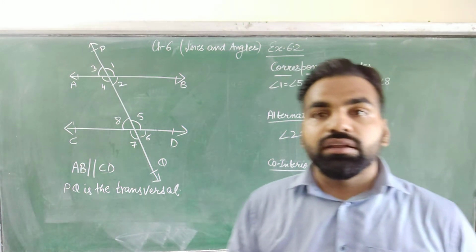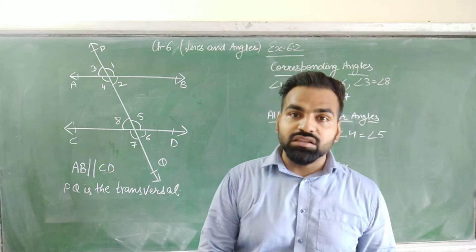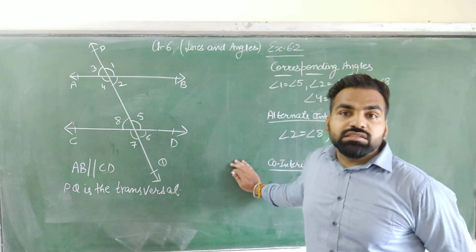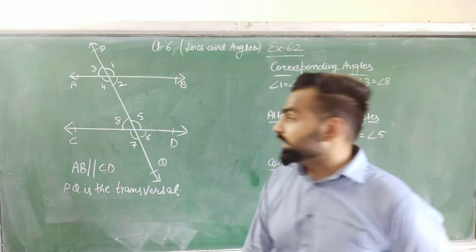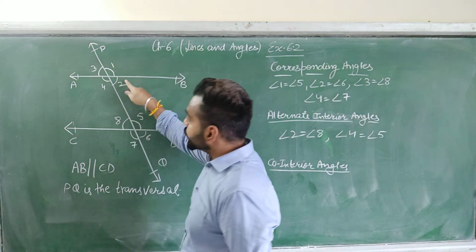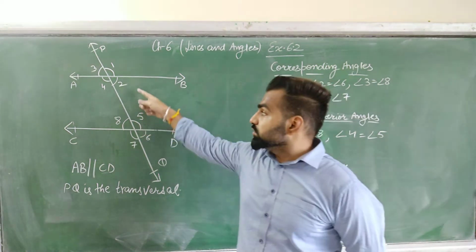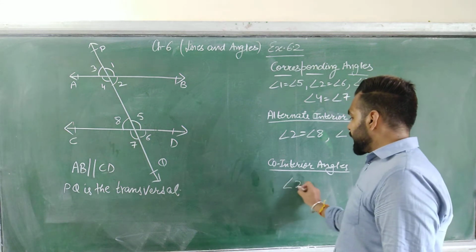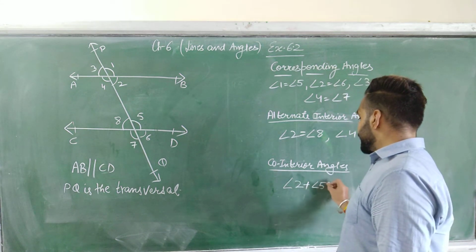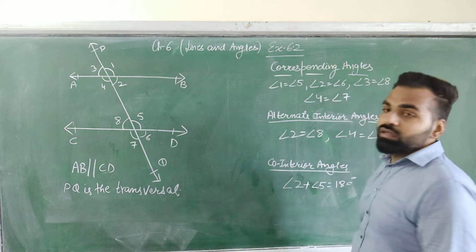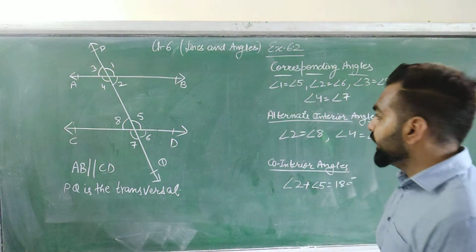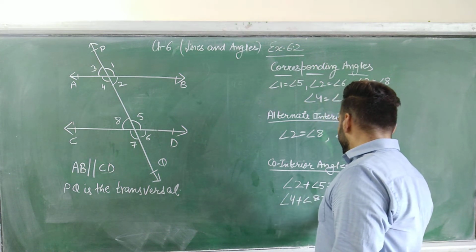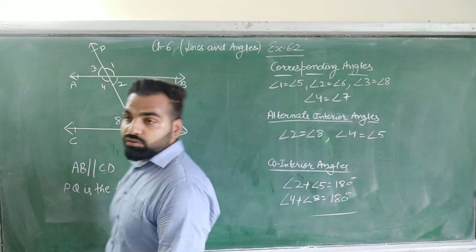Last is co-interior angles. Co-interior angles are also called angles on the same side of the transversal, or they are also called allied angles. In this, the sum of angles on the same side of the transversal is 180. Here we can see that angle 2 and angle 5 are on the same side. So these will form a pair of co-interior angles. So we can write angle 2 plus angle 5 is 180 degrees. Sum of co-interior angles is 180, and angle 4 plus angle 8 is also 180. So these are co-interior angles.